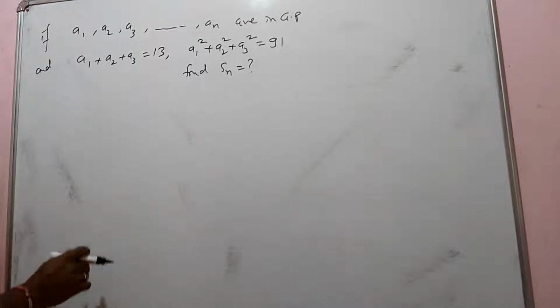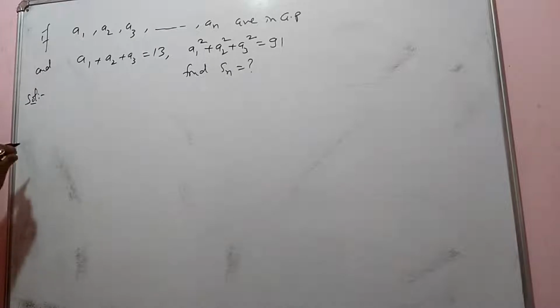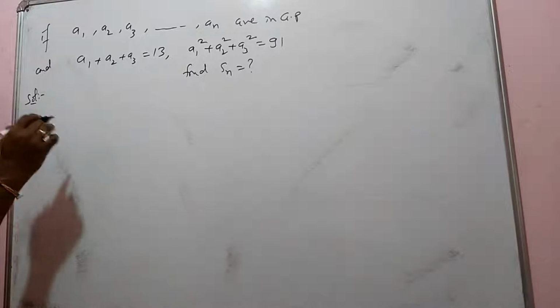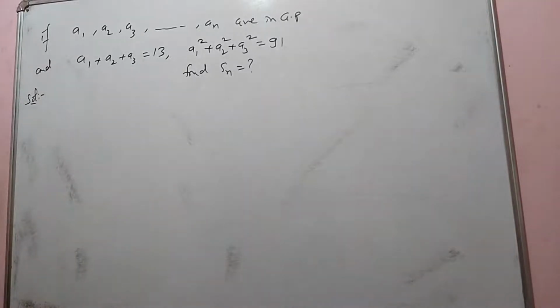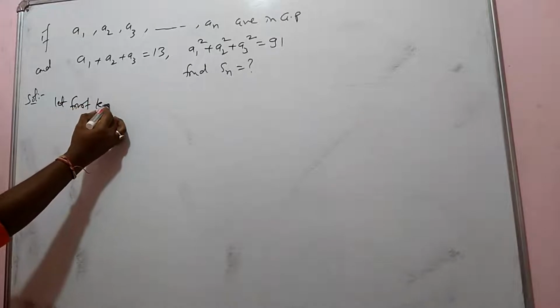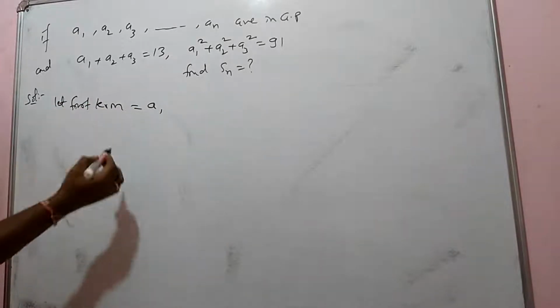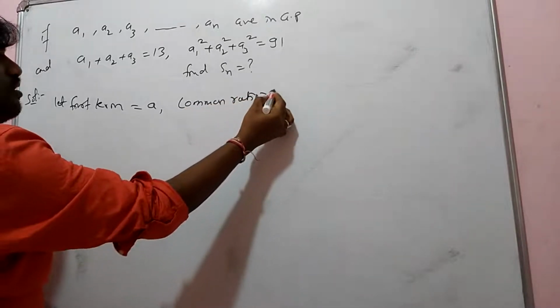Okay, we are doing these questions now. So here A1, A2, A3, and so on up to AN are in GP. We have A1 plus A2 plus A3 is 13, and A1 square plus A2 square plus A3 square is equal to 91. We have to find SN. So let's solve this question. Let's take the first term of the GP as A, and the common ratio is R.